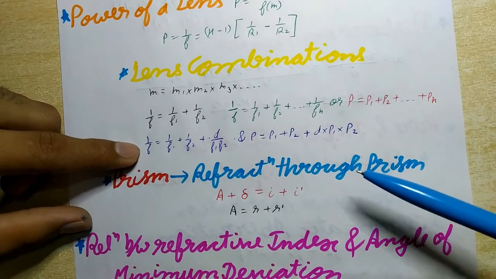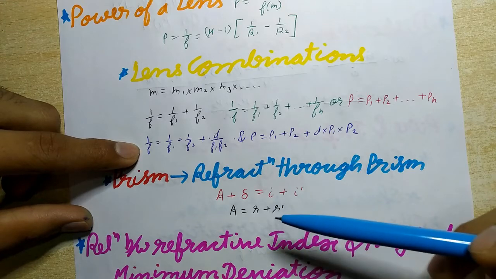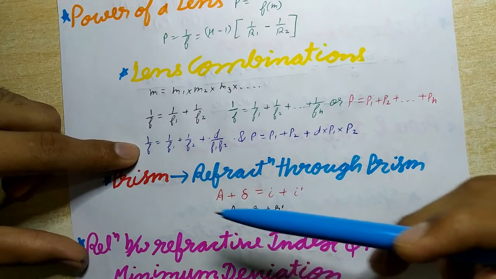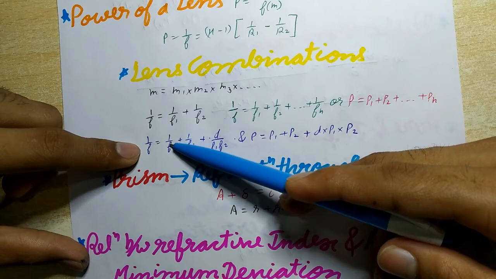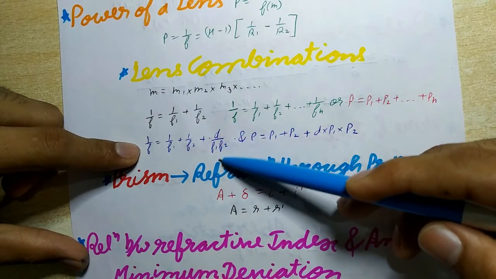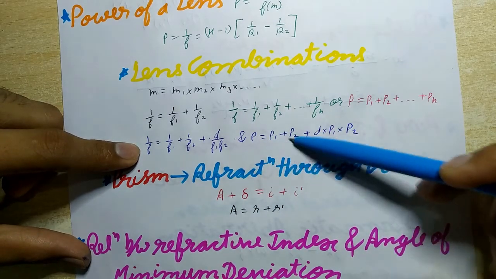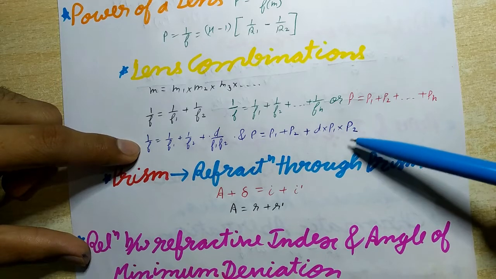And when the two thin lenses are separated by a distance d, their equivalent focal length f is given by 1/f = 1/f1 + 1/f2 - d/(f1 f2), and P = P1 + P2 - d P1 P2.